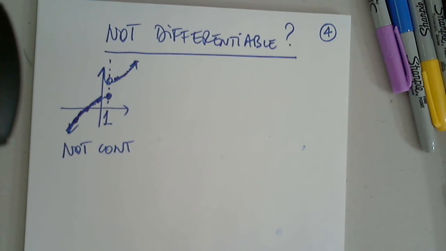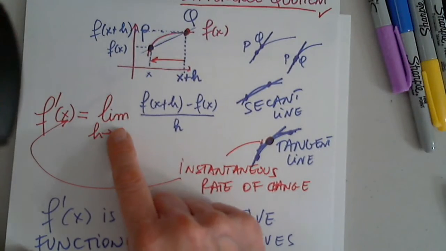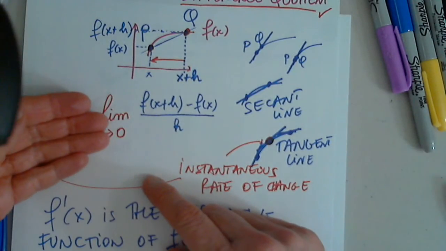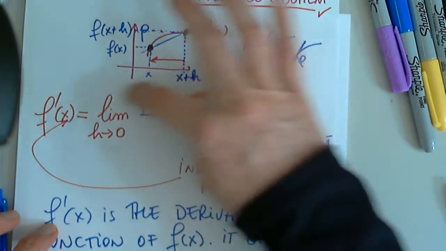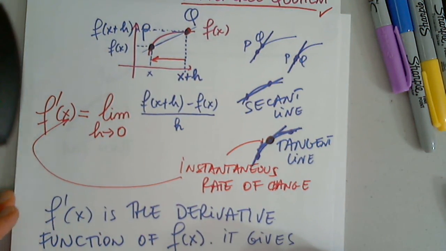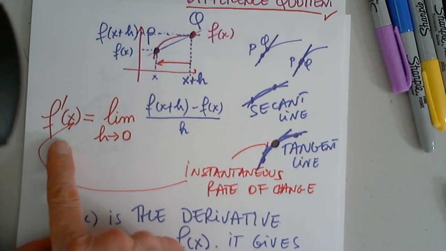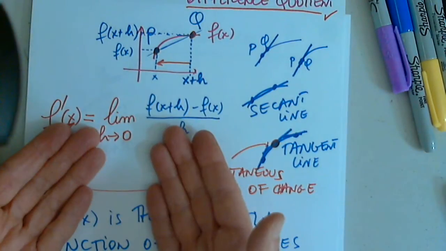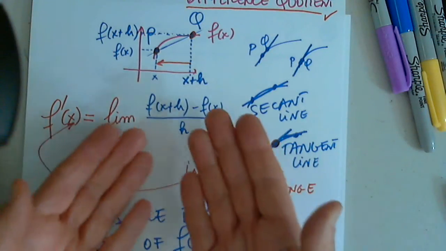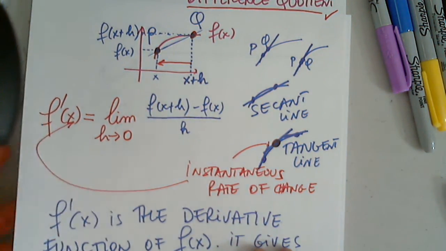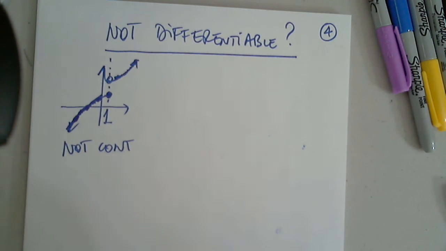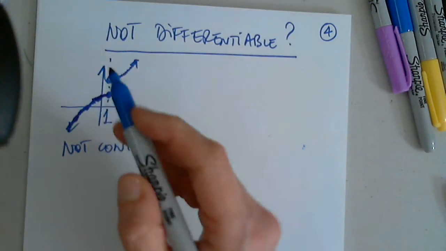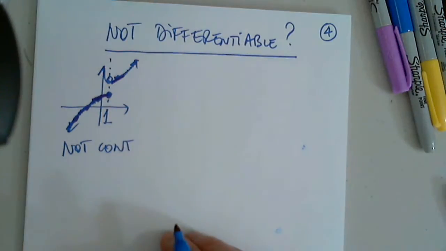It has to have a unique tangent. It's a limit. If the limit from the left and the limit from the right don't exist or are not the same, this limit does not exist. And that's exactly what happens here. The slope here is whatever, and the slope here is whatever. They're not the same. They have to be the same number.